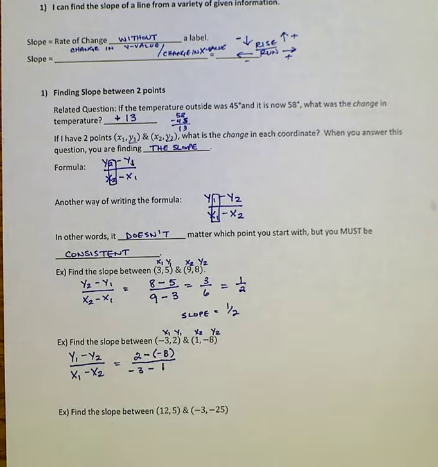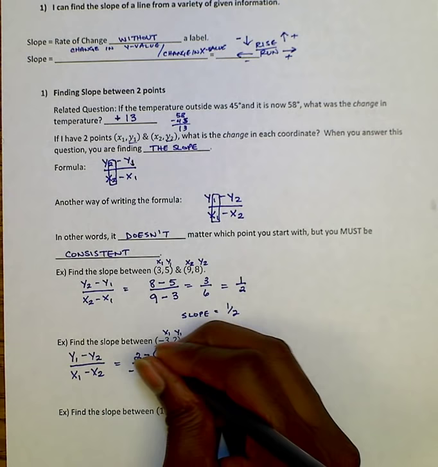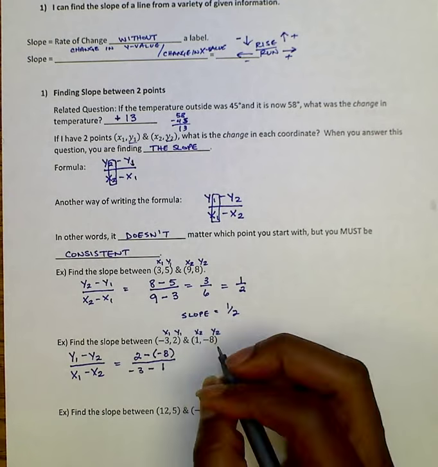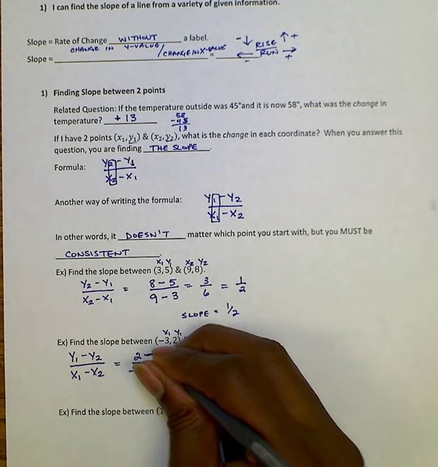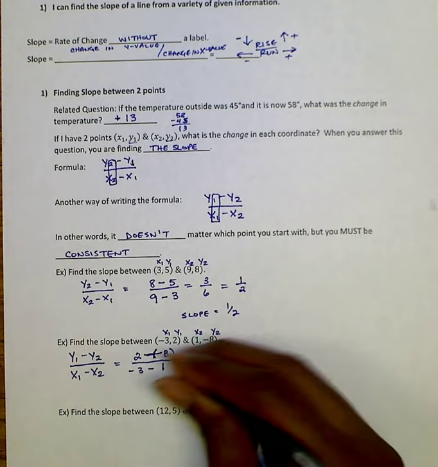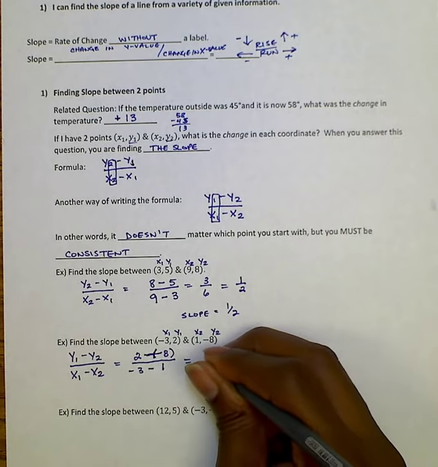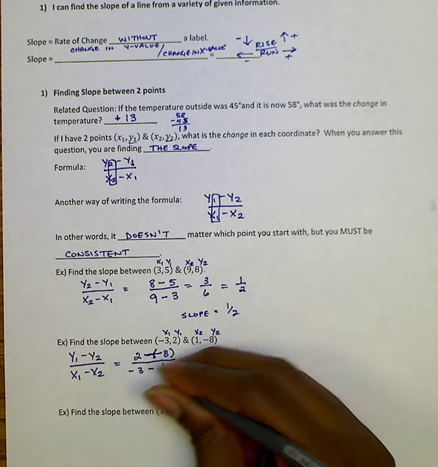Okay, so here I have this set up. We have minus negative 8. When we subtract a negative, that means that we're adding. I always like to write that out like that. So we have 2 plus 8, which is 10. Negative 3 minus 1, which is negative 4.